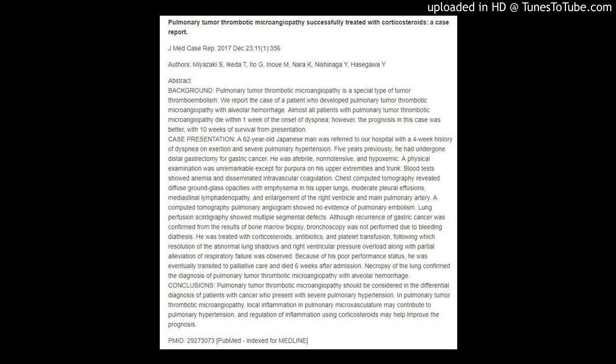Conclusions: Pulmonary tumor thrombotic microangiopathy should be considered in the differential diagnosis of patients with cancer who present with severe pulmonary hypertension. In pulmonary tumor thrombotic microangiopathy, local inflammation in pulmonary microvasculature may contribute to pulmonary hypertension, and regulation of inflammation using corticosteroids may help improve the prognosis.